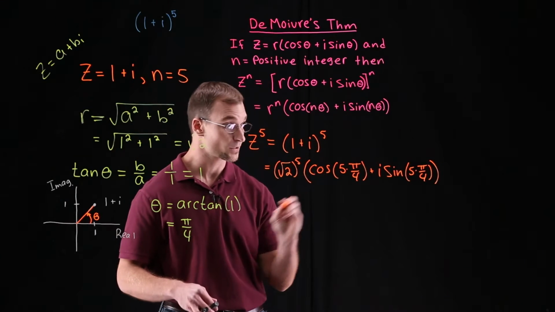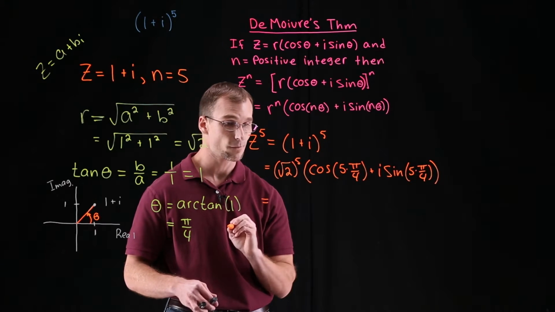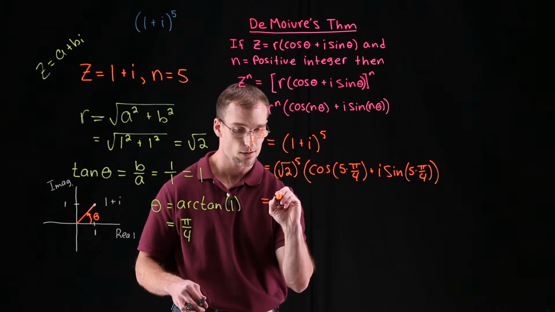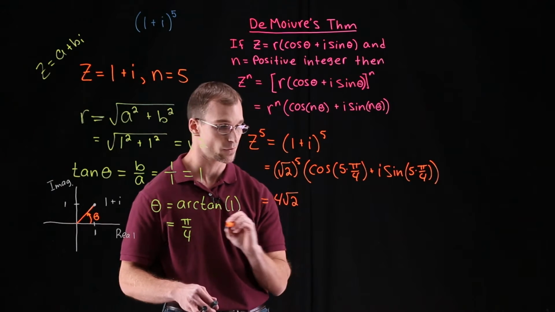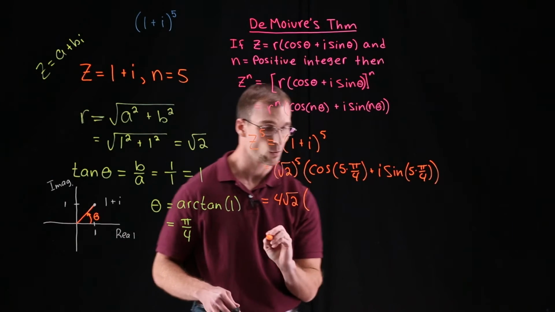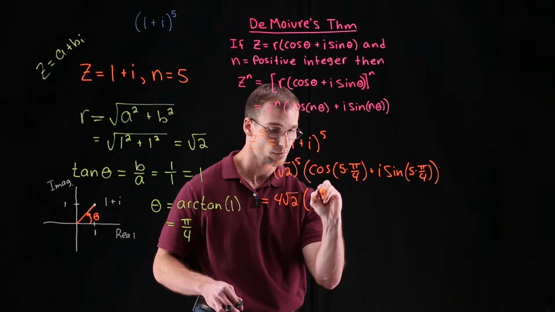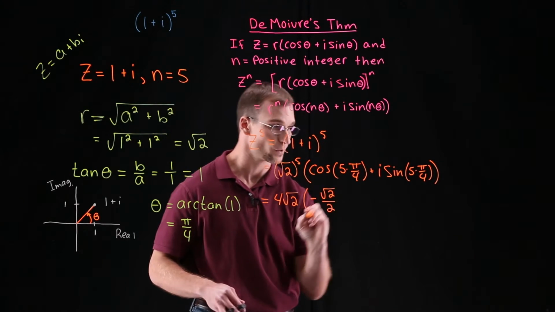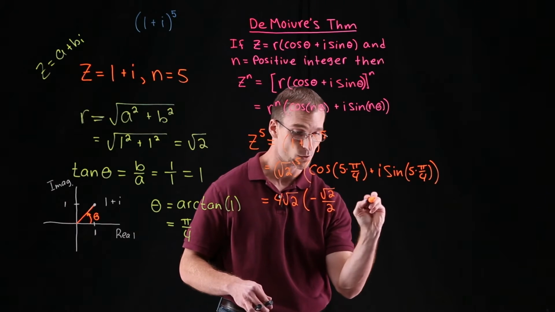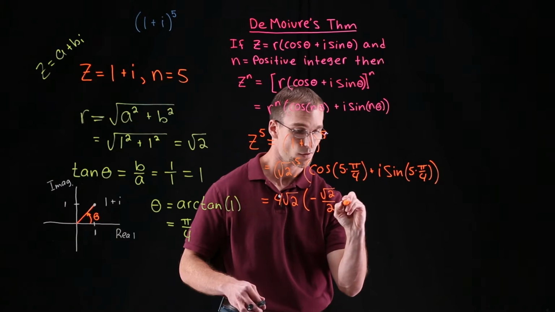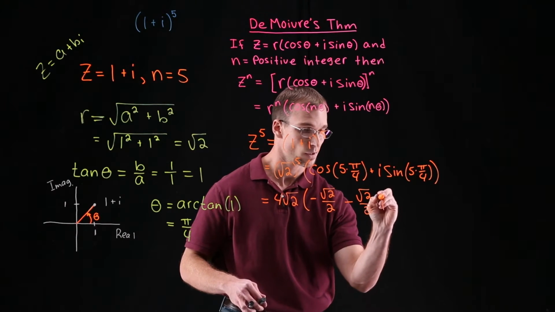Now we're just going to simplify this a little bit. Square root of 2 to the fifth, we can simplify as 4 times the square root of 2, times the quantity: cosine of 5 pi over 4 is negative root 2 over 2, and sine of 5 pi over 4 is also negative root 2 over 2. So we're going to have negative root 2 over 2, times i.